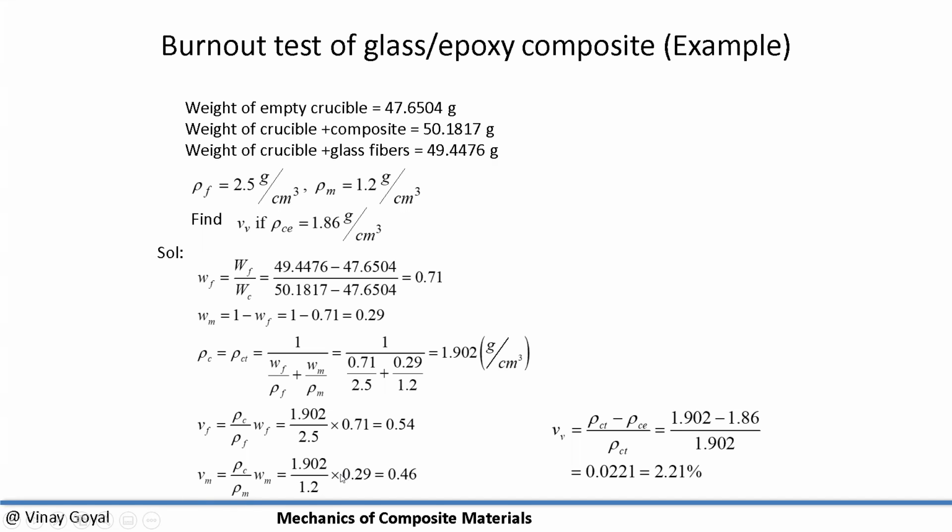Now I know the theoretical value. I know the experimental value. Subtract the two, 1.902 minus 1.86, divided by 1.902, and I get a 2.21% void volume fraction, which is very useful so I know how much strength reduction I may expect from my manufacturing. If it's greater than 1.5%, you start to get poor quality issues. It doesn't mean it's bad material, but you have to qualify it to the higher void volume fraction, if that makes sense.